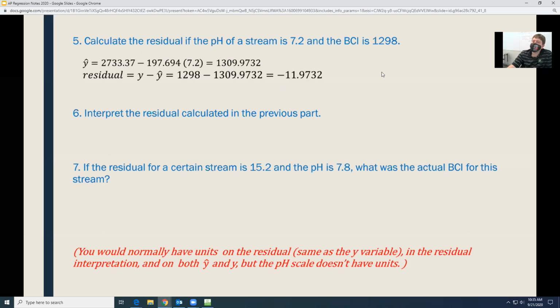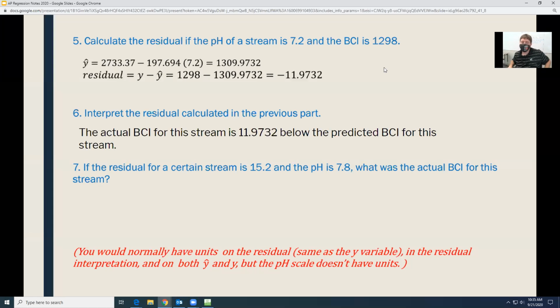negative 11.9732. It's very important you watch your symbols here, because the negative is telling you that your actual measurement is below where you thought it was going to be. So now that's what you use for your interpretation. The actual BCI for this stream is 11.9732 below. How do I know it's below? It's negative. The predicted BCI for this stream.